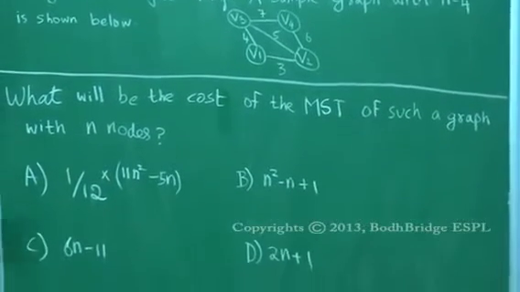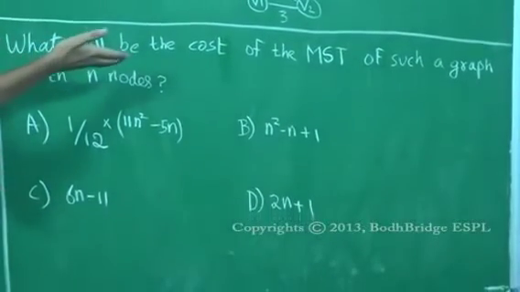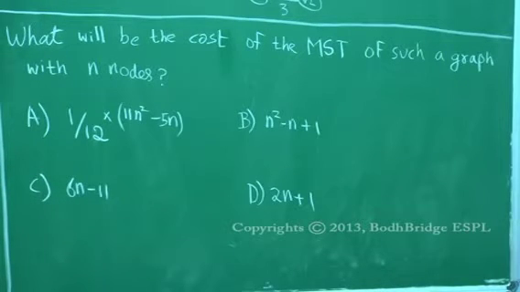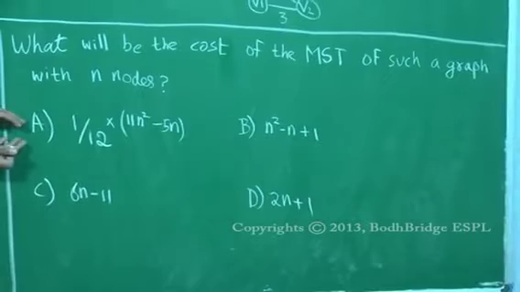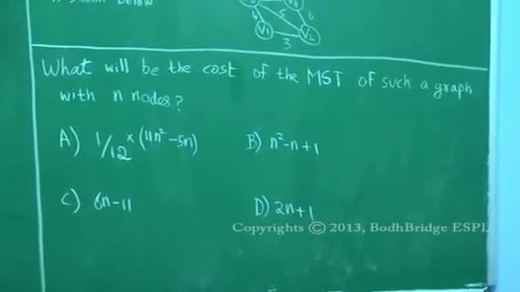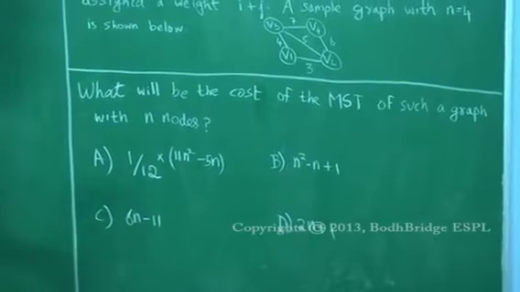So the question is, what will be the cost of the minimum spanning tree of such a graph with n nodes? To solve this problem, we can start from n equal to 3 and see which of these 4 equations is satisfied for a lot of n. 3, 4, you can take a random number of n's and check.